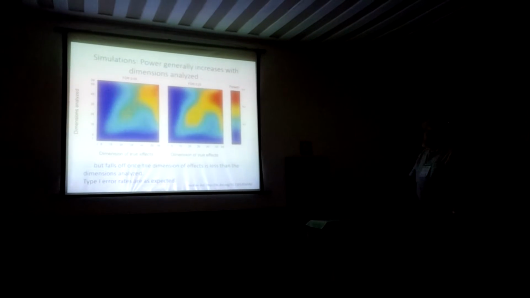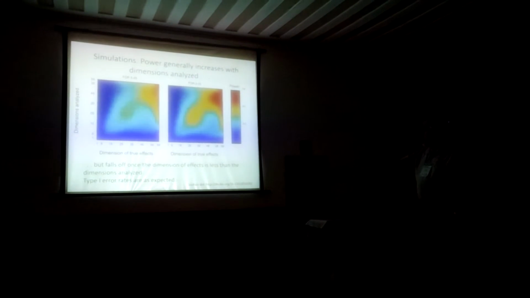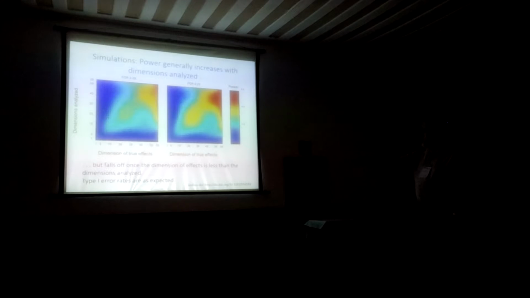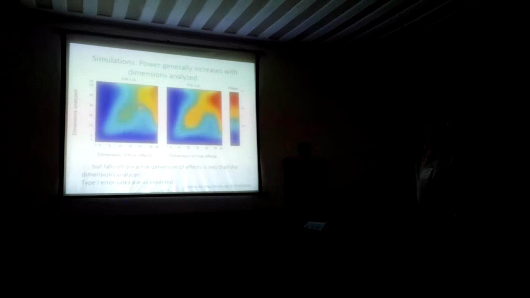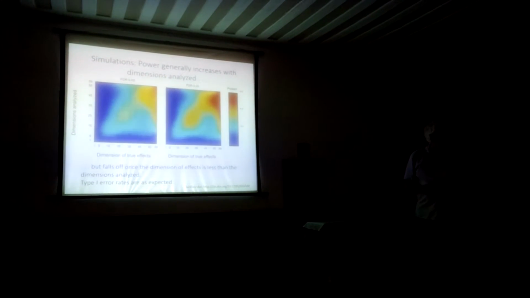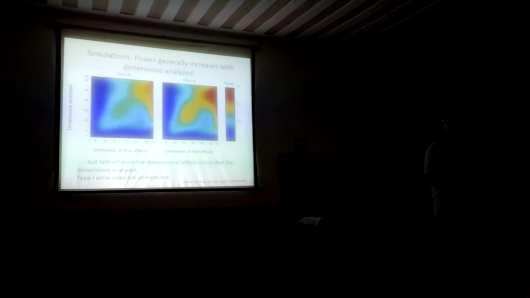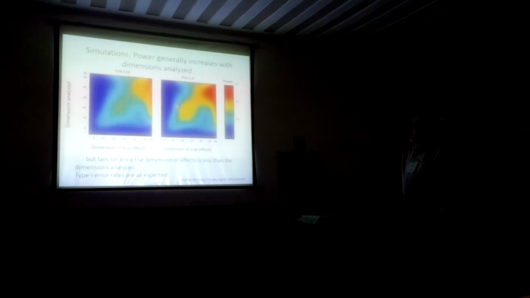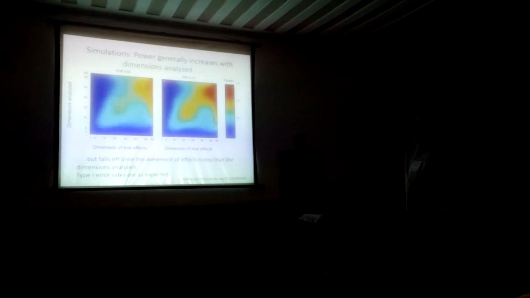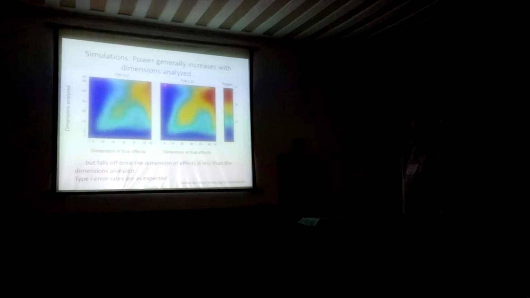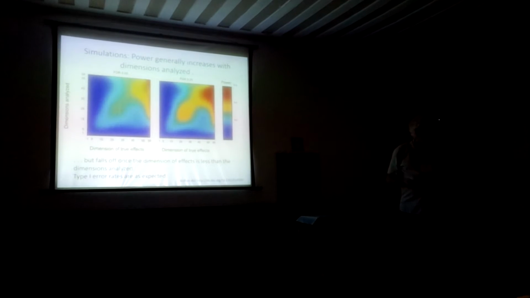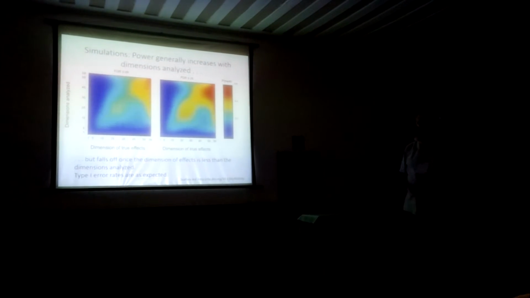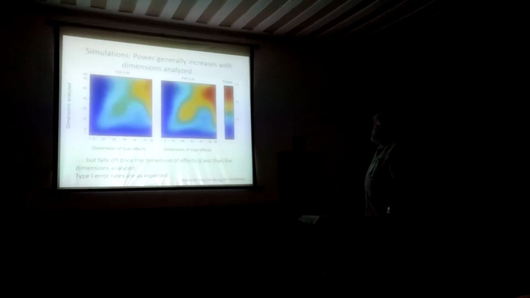So basically, power tends to go up as long as the dimensionality of the trait is high. The more things that you actually analyze, the more power you have to find effects. And there is a disadvantage if you go beyond. So if you were to analyze a two-dimensional trait at 59 dimensions, you wouldn't do very well. Power would be very low.